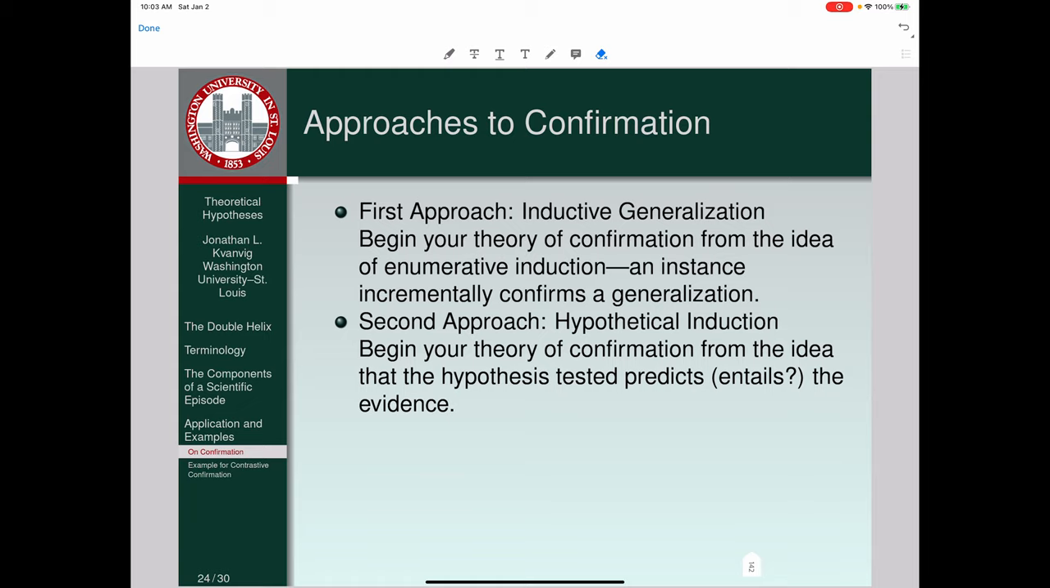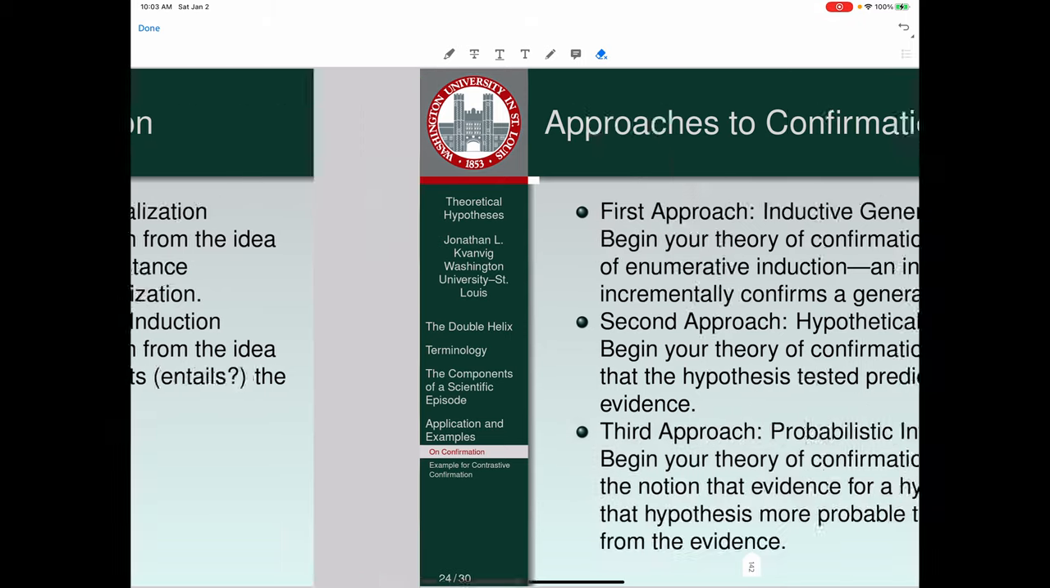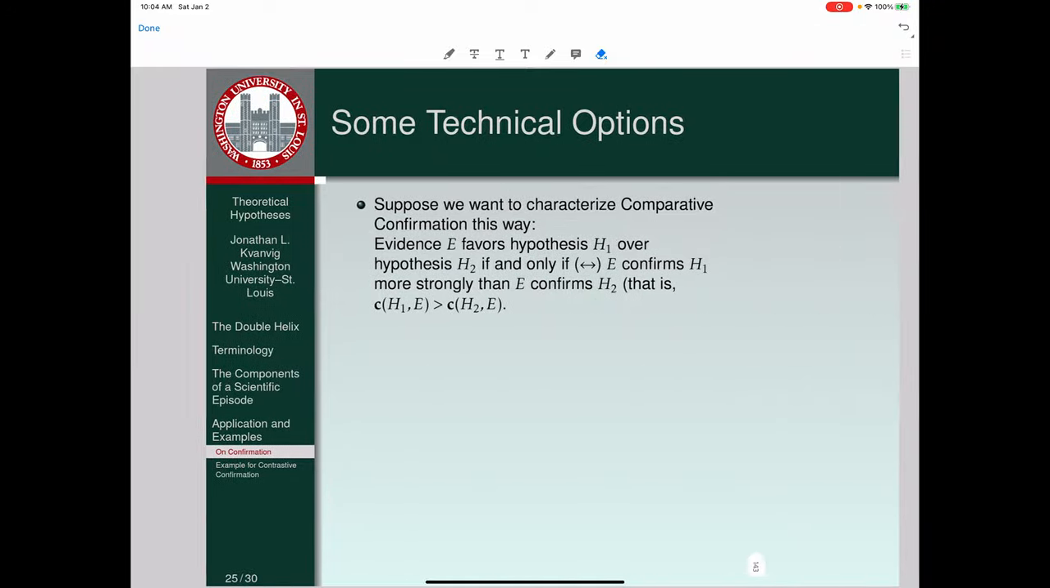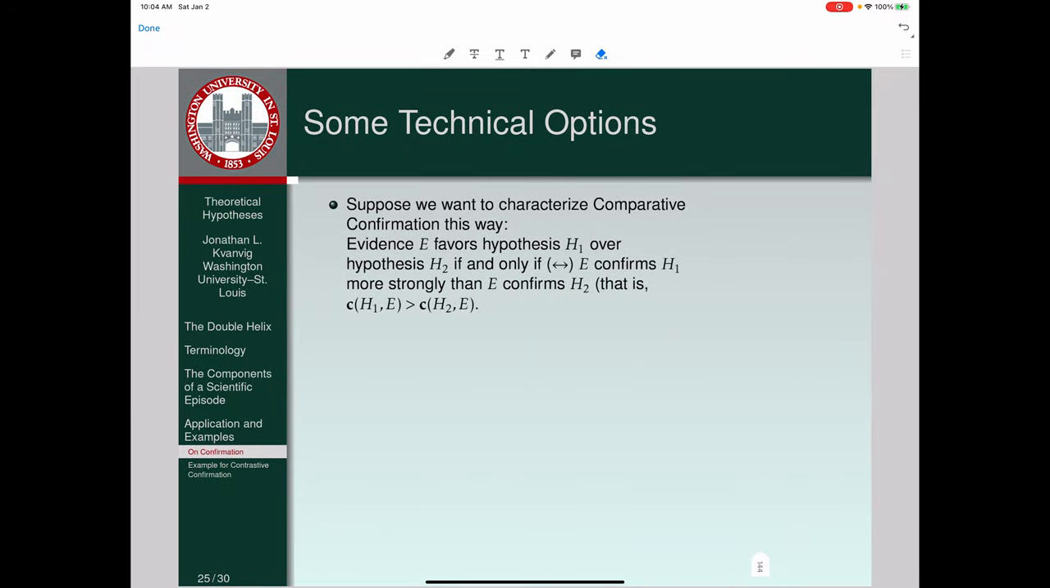Now notice, hypothetical induction of this sort isn't going to give you a measure on the degree of support being generated if the data and the prediction agree. It'll just be an on-off switch. Either you get confirmation or you don't, but how much you get isn't going to be revealed in this way. To measure the degree, you're going to need some notion of probabilistic induction. Begin your theory of confirmation by appeal to the notion that the evidence for a hypothesis makes that hypothesis more probable than it is apart from the evidence. Once we have this approach in place, we can characterize comparative confirmation, relational confirmation, in this way.